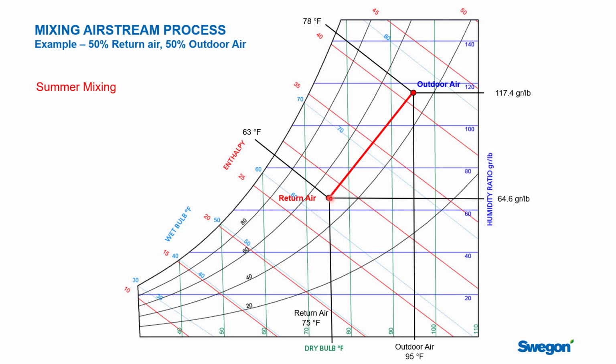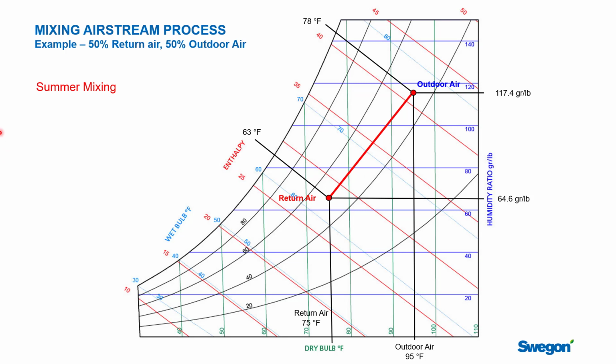So this design condition is 50% RH, 75 degrees dry bulb. The wet bulb is 63. And again, our humidity ratio, which we talked about before, is 64.6. These are kind of the standard design conditions for commercial HVAC systems for the interior space. Often these numbers are used for everything.